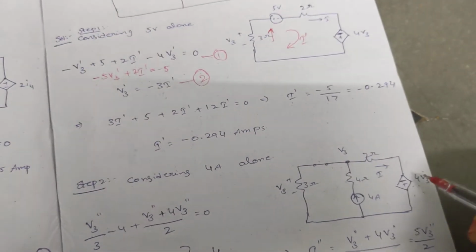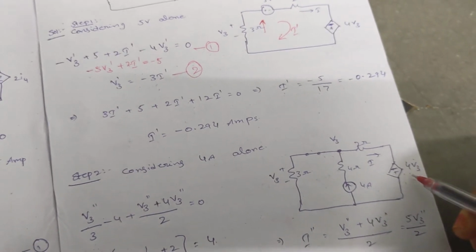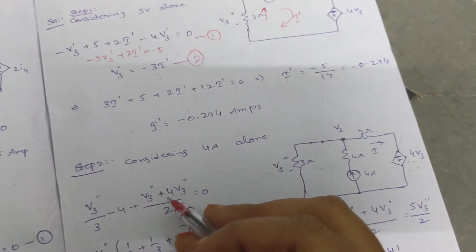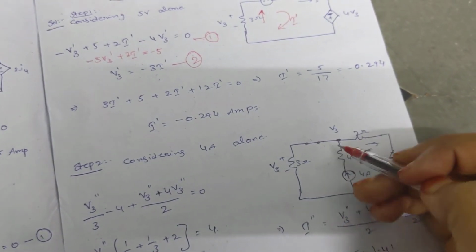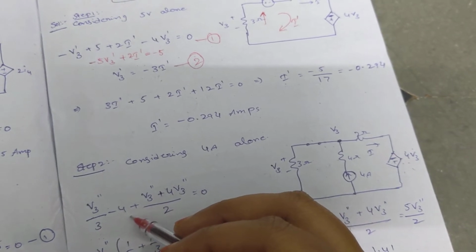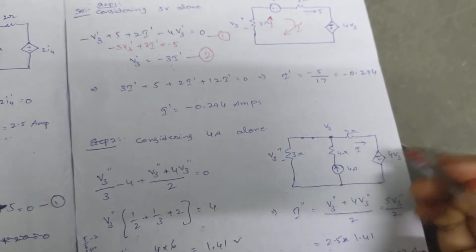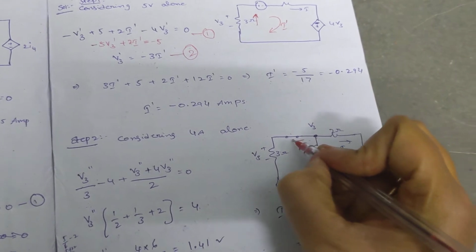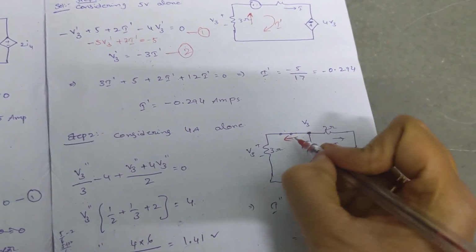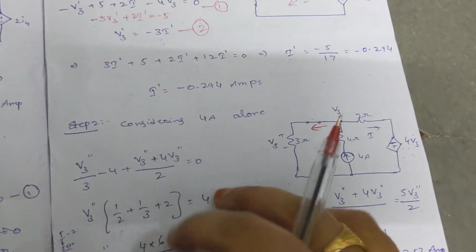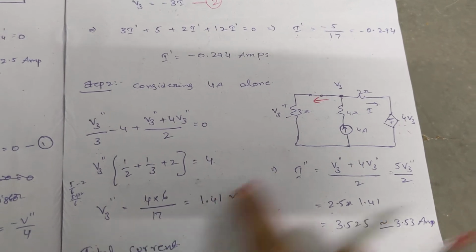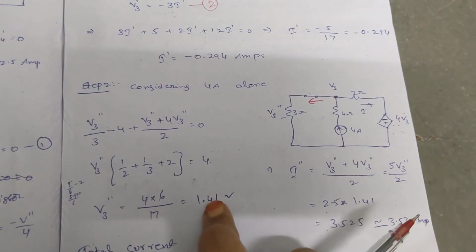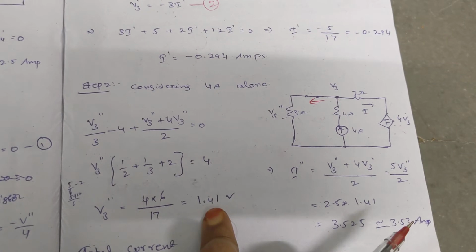So V3 minus of minus 4V3, then it will be plus 4V3 divided by 2, and the current is 4 amperes, so minus 4 amperes, assuming this direction, equals 0. By solving these equations I can get V3 dash, which is around 1.41 volts.